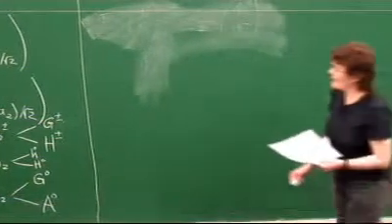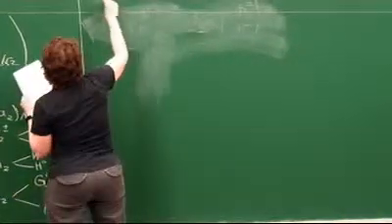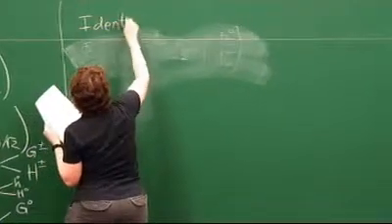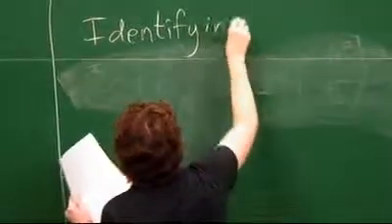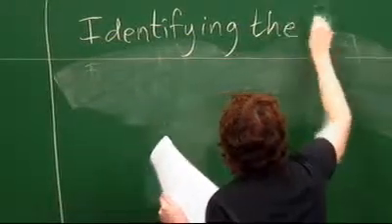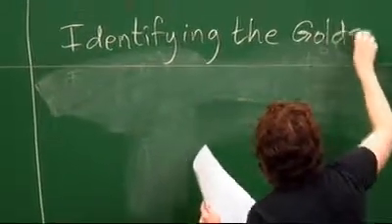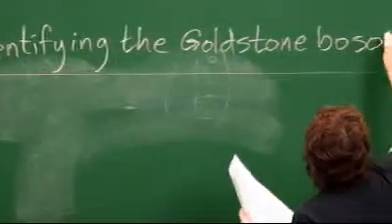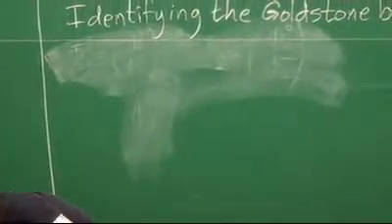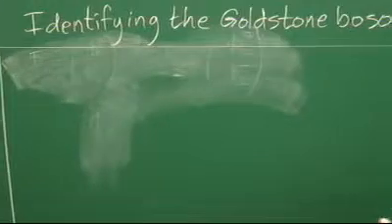So the way I learned first, which is not necessarily the most efficient way, is, so we want to identify, this is a weird piece of chalk. Okay, so we want to identify, I'm going to use the other one. We want to identify the Goldstone bosons, okay? There are at least three ways to do this.